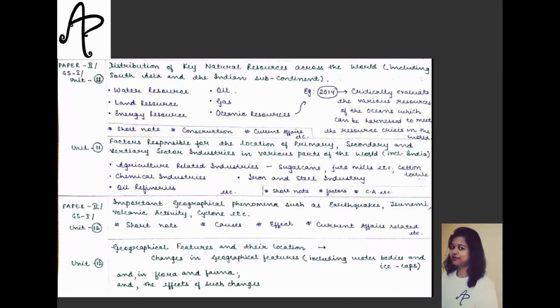See, the reason why I am telling this is, although GS3 is a different paper, GS1 is a different paper, when I show you the previous year questions of mains, you will realize one thing, that you need to have that interdisciplinary approach.